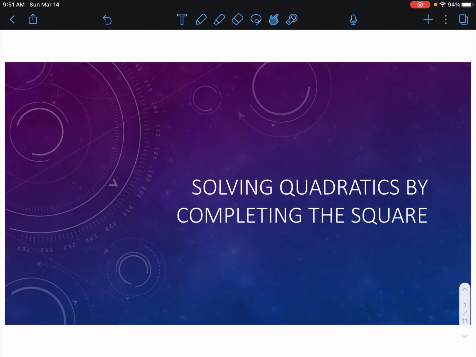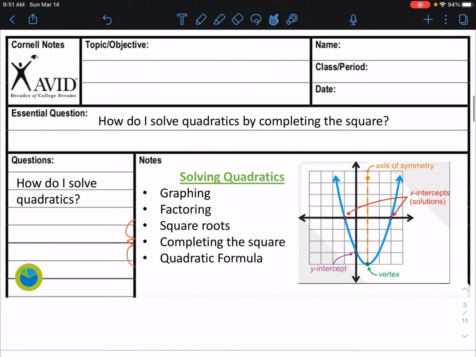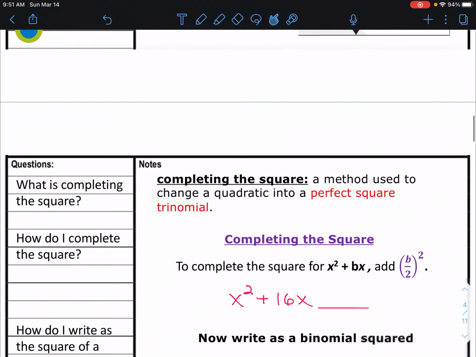Okay, so now we're going to talk about how to solve a quadratic by completing the square. And that will be our learning target. We're really focused once again here on these last three and how to solve quadratics: square roots, completing the square, and then using the quadratic formula. Once again, a reminder that we're really just trying to find those x-intercepts. In other words, where it crosses the x-axis, those are our solutions. So again, that's what we're trying to find.